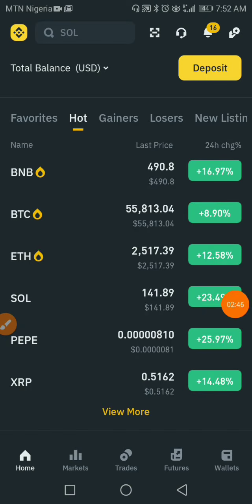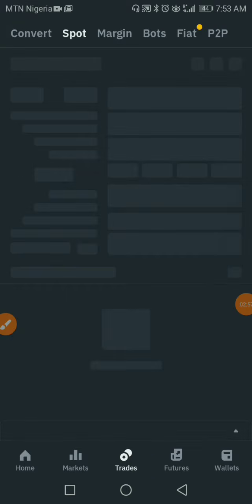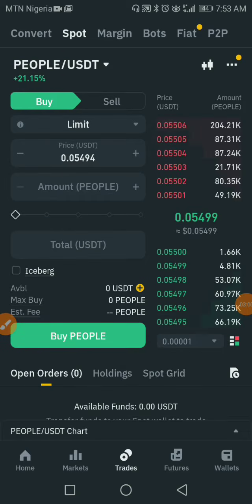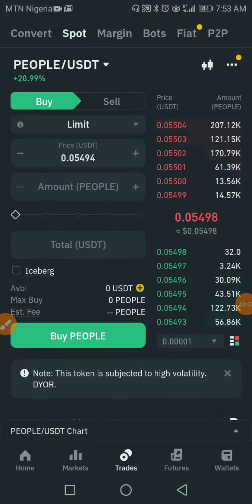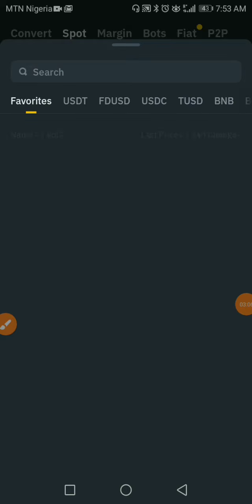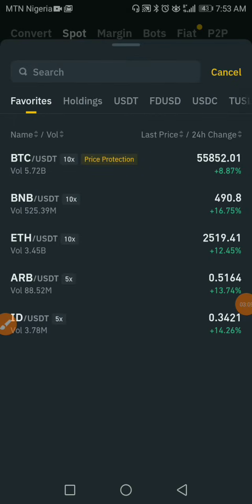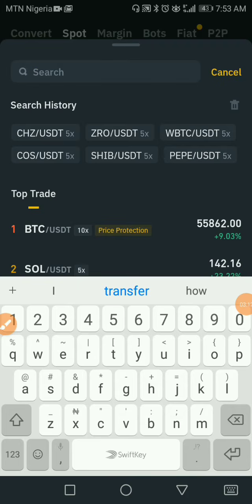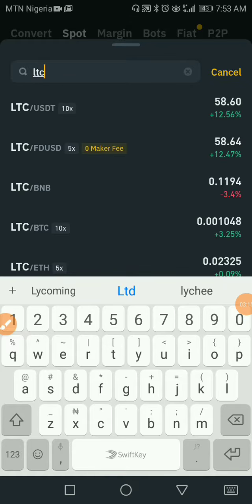So guys, right here in Binance, we are going to head to the trade section. After that, we are going to search for a coin called LTC, which I am sure most of you know as Litecoin. LTC is popularly known worldwide as Litecoin. The essence of searching for LTC is to see if Binance is actually supporting LTC. So here it is, LTC USDT, LTC FDUSD, and all that.